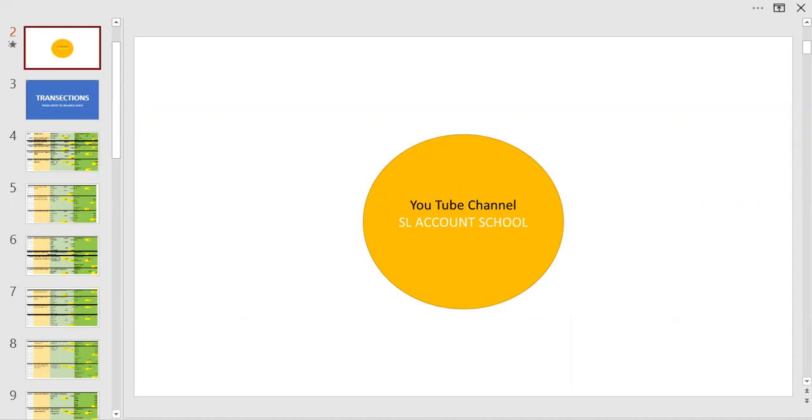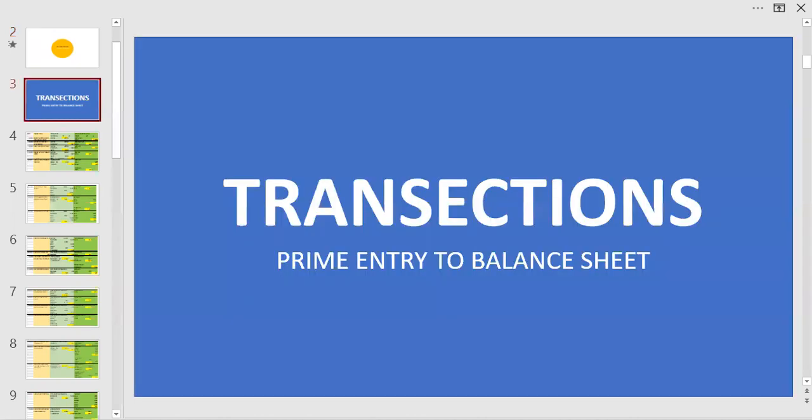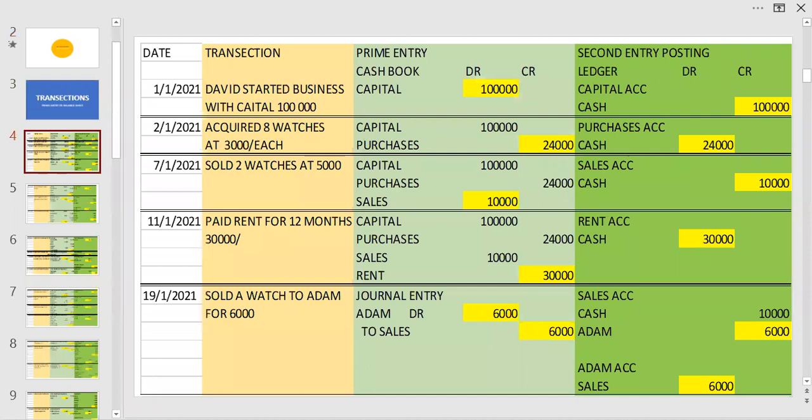Today's subject is transactions. It is a complete exercise starting from prime entry right up to the balance sheet. In order to facilitate our classes, we have divided our slides into three sections, namely transaction, prime entry, second entry or the posting. Yellow highlighting refers to the current transaction, the present transaction. Let's move on to the transaction.